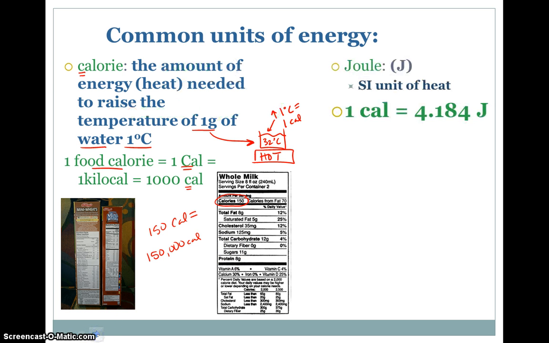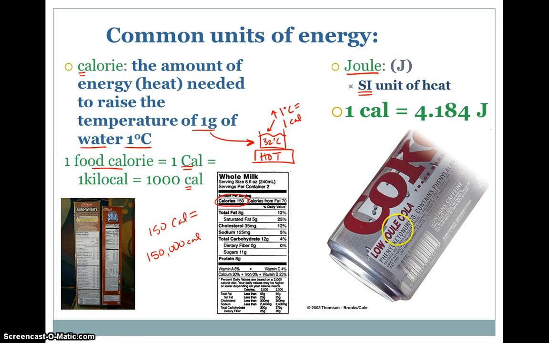Now the other unit that's commonly used is something called the joule. This is the SI unit, and you'll actually see in some countries around the world, they'll label their food with joules instead of calories. How we go between joules and calories is by using this conversion factor right here. So 1 calorie is going to have the same amount of heat in it as 4.184 joules. You do not need to memorize this. I will give this to you anytime you need it. So these are the two units that we use to measure heat transfer.